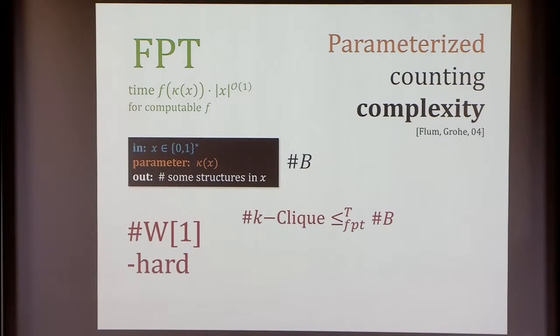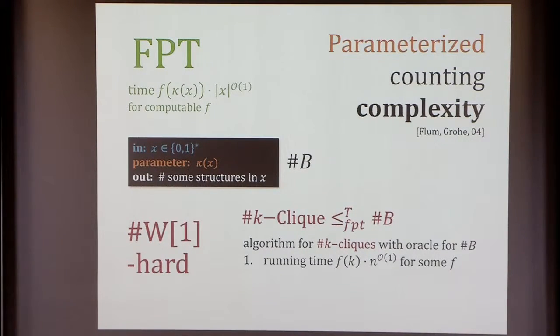So what does that mean? It just means that you have an algorithm that solves the problem of counting k-cliques with an oracle for this counting problem #B. And the running time of this algorithm is supposed to be FPT in k, so a computable function in k times polynomial in n. The second restriction that you also need is that whenever this algorithm issues a query to your target problem #B, the target parameter of your query will be bounded by some computable function of the source parameter.